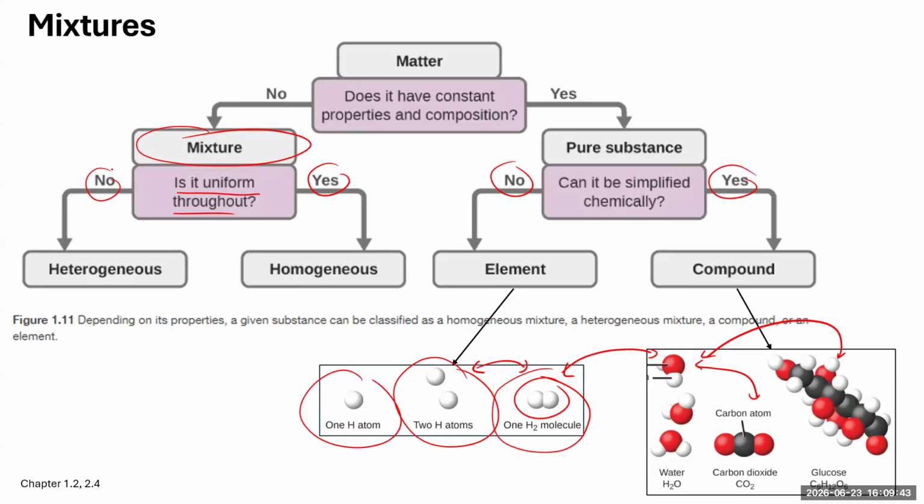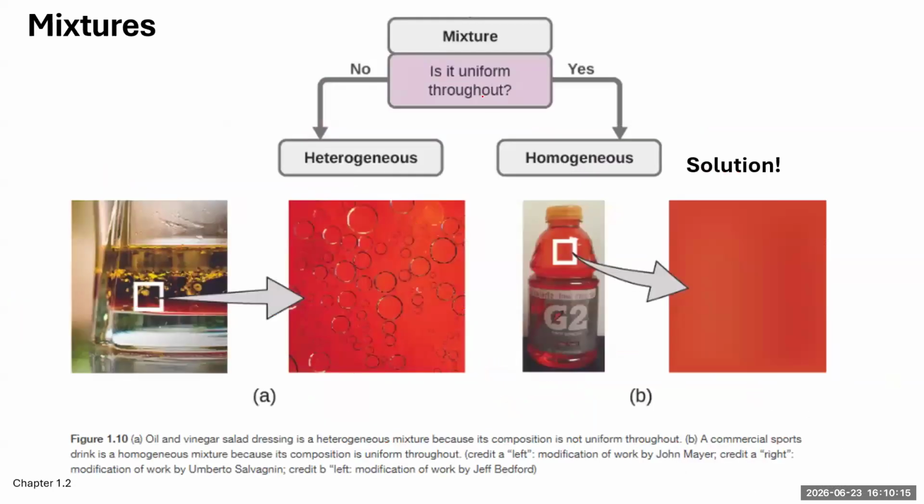So let's take a look. Again, if it looks like one substance, it's homogeneous. If it looks like two or more things, that's heterogeneous. And most of this chapter is going to be homogeneous solutions. So let's take a look. Mixture, if it's homogeneous, meaning it looks like one thing, it is now referred to as a solution, and it looks like one thing.